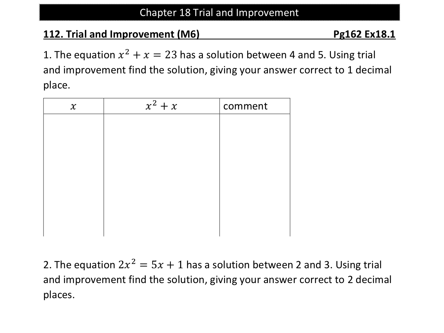So here in question 1, we have the equation x squared plus x equals 23. And we're told it has a solution between 4 and 5. We're told using trial and improvement, find a solution, giving your answer correct to one decimal place. We'll come back to that bit at the end, that's important, but we'll not look at it just yet. How you might solve this equation could be using different techniques, like factorising, for example. But if you're told using trial and improvement, then that's the method you must use.